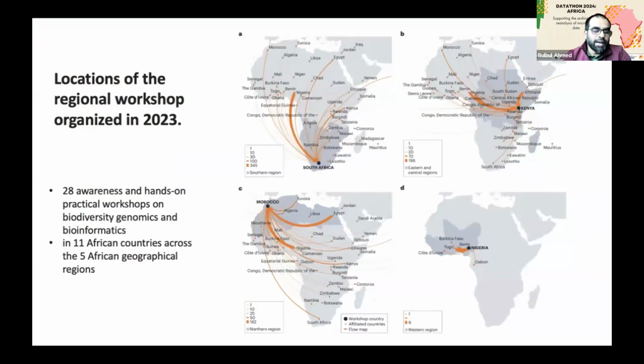And just to mention, we have conducted 23 awareness and hands-on training workshops on genomics and bioinformatics in 5 African geographical locations and 11 African countries. And in Morocco, University of Mohammed VI, and especially AGC, played a key part in providing hands-on experience. And as I showed, the first two were part of this. Also, South Africa, Nigeria, and Kenya played a very good role in conducting this kind of regional workshop.